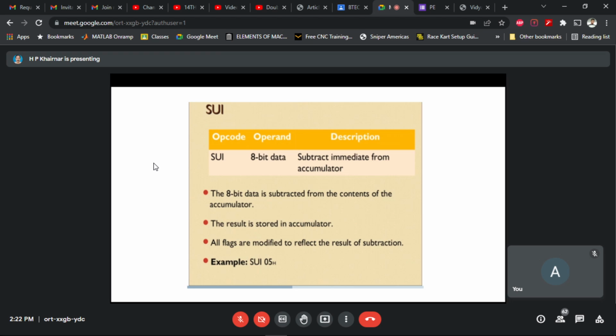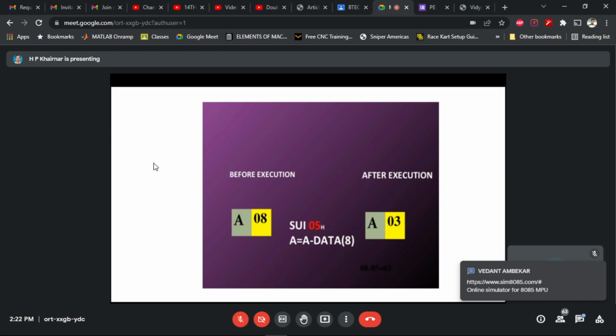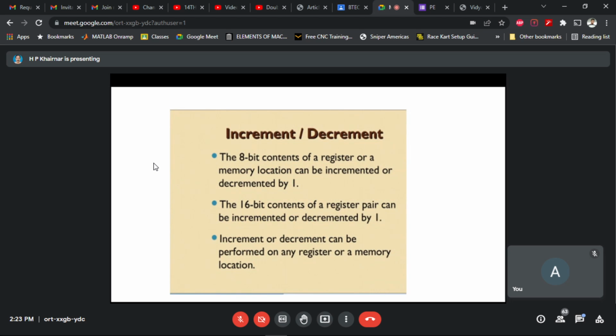So now an example is given to you: SUI 05H. So this SUI 05H means you want to subtract this 05H from the accumulator content. So for that the procedure is given.